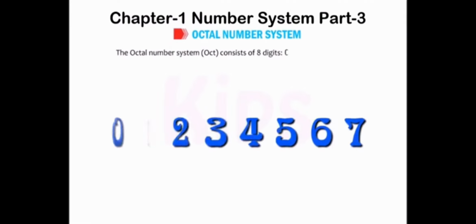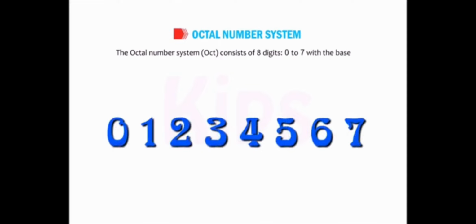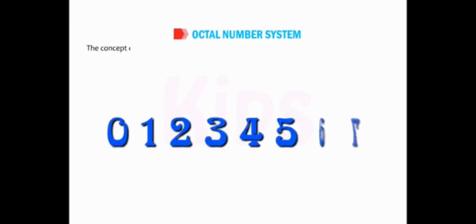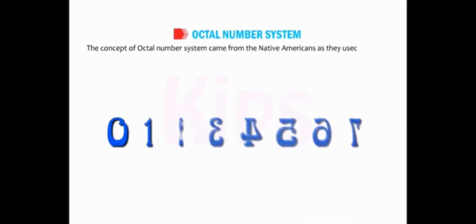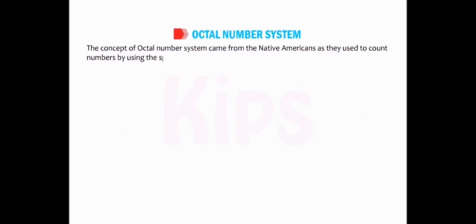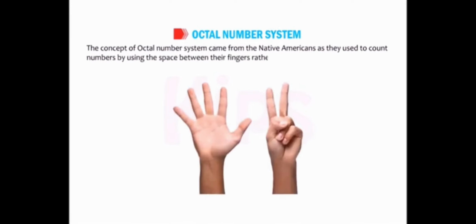Okay, let us learn about the octal number system. The octal number system, oct, consists of 8 digits, 0 to 7, with the base 8. The concept of the octal number system came from the Native Americans, as they used to count numbers by using the space between their fingers rather than by using their fingers.